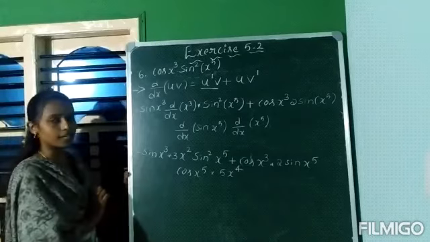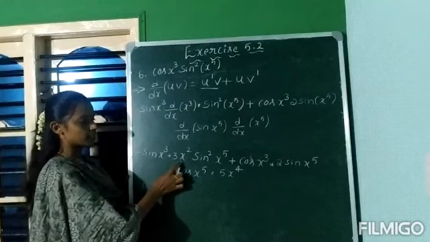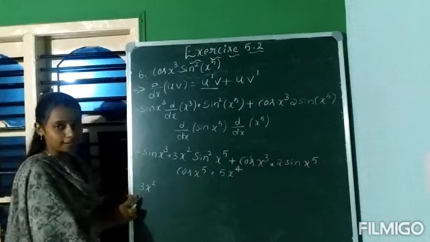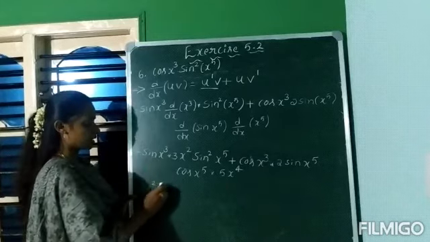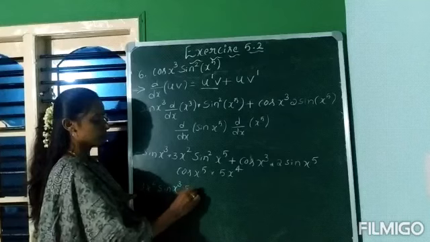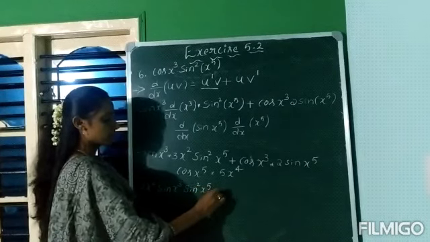So minus is there, the constant is 3 and the variable x is only a square. So 3x square I'll write first, and the remaining terms I'll write next. That is sine x cube, sine square x power 5. This is the first term.